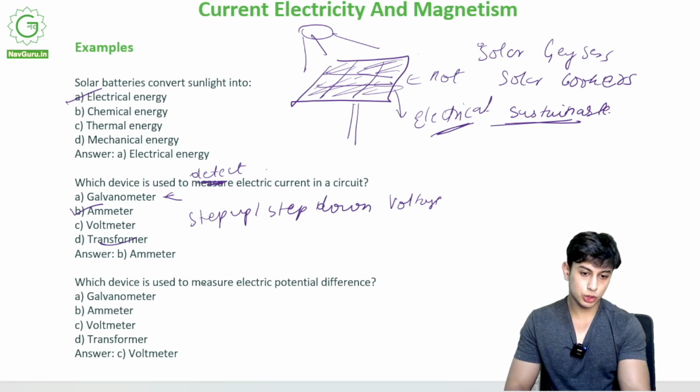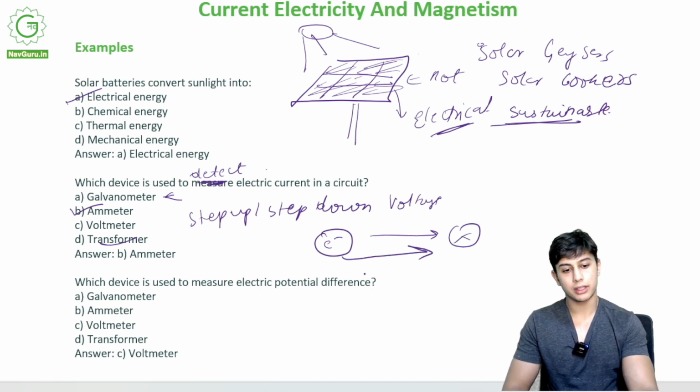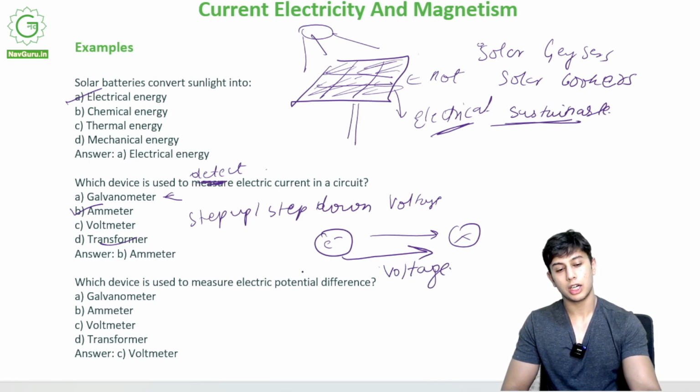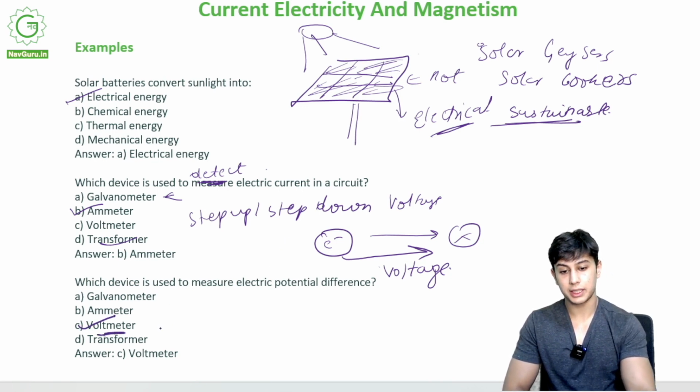Which device is used to measure electrical potential difference? What is potential difference? Like I told you, here there are charges, here there are no charges. These will try to flow over here. It's a potential difference. This is voltage. How much potential difference is there? So this is voltmeter, as the name suggests.